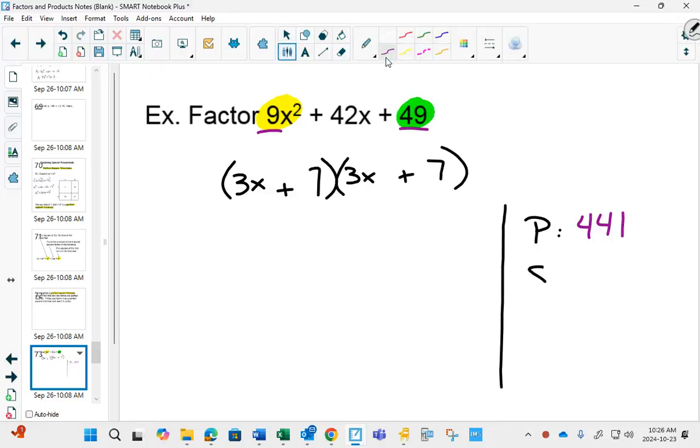And my sum? That one's super easy. Remember, your sum is always this number, 42. The grouping method doesn't make this question any easier. In fact, it makes it quite a bit more difficult. Sometimes just factoring normally is the easiest method. With 441, you would have to go through your calculator to find all the things that multiply to 441 to figure out that the two numbers are 21 and 21.